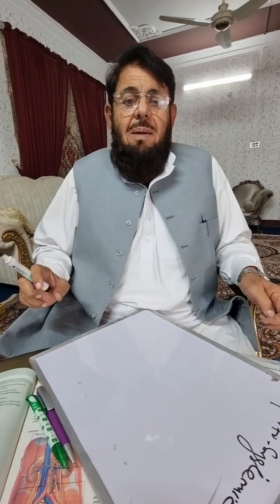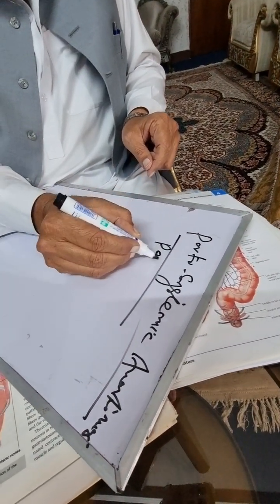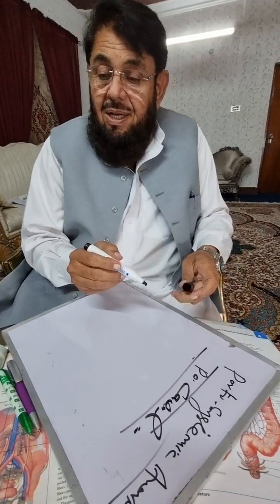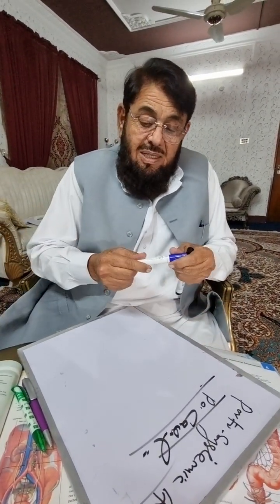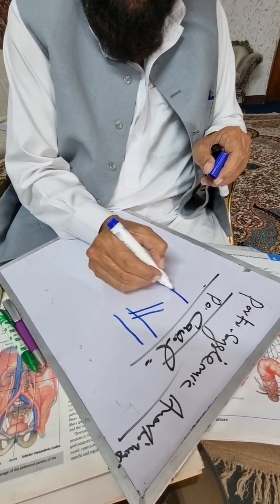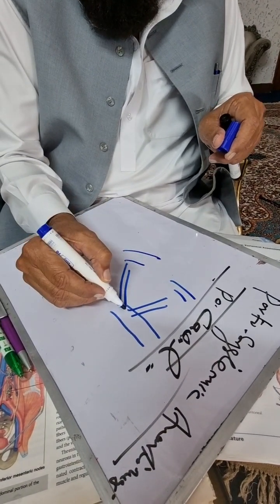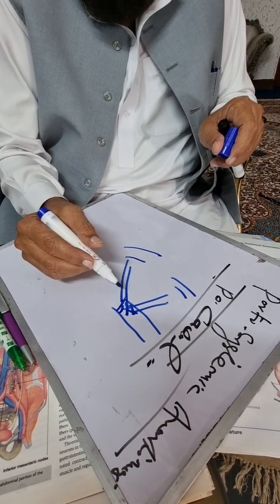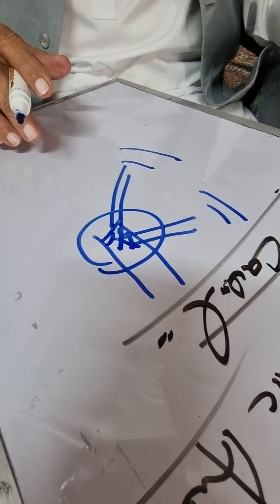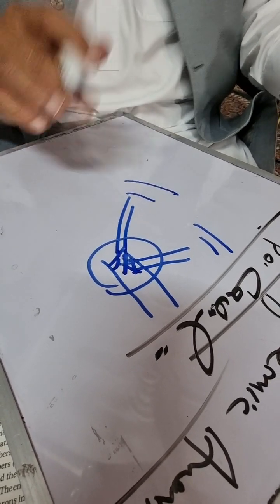I'm Dr. Mohibullah Wazir, and the topic is portosystemic anastomosis, also called portocaval anastomosis. These are the sites where the veins, for example, from one organ, some veins drain into systemic veins, while some veins drain into the portal vein. Over here, there is anastomosis between the portal and systemic veins. These sites are called portosystemic anastomosis or portocaval anastomosis.